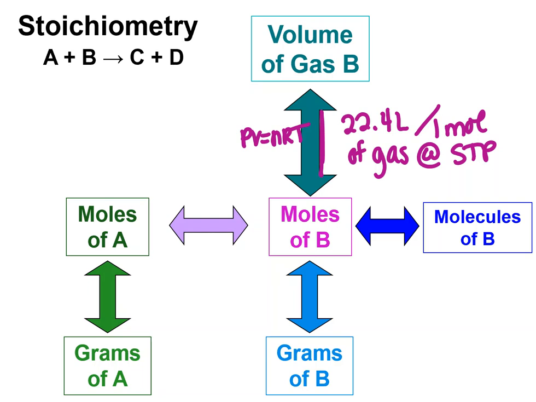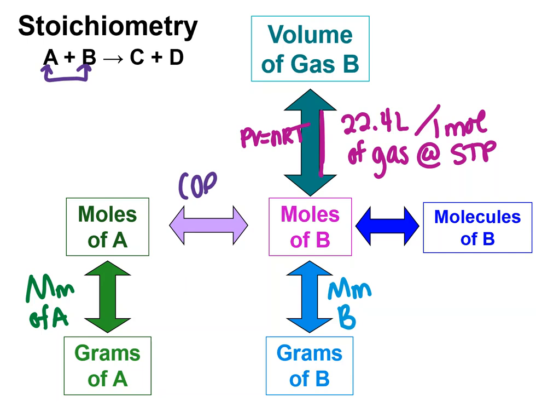Let's go over here where we're talking about moles and grams. How do we get between moles and grams? Well, we're going to use the molar mass of that gas, which is A. And here we could do the same thing. We could use the molar mass of gas B. And if we have a chemical reaction, we can go between moles of one substance and moles of any other substance, using the coefficients.